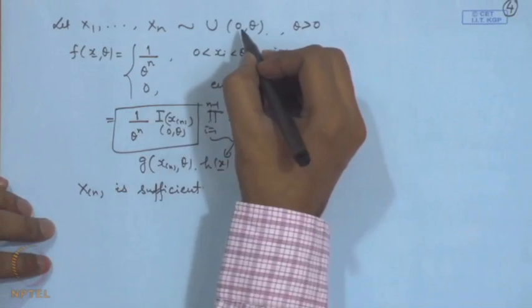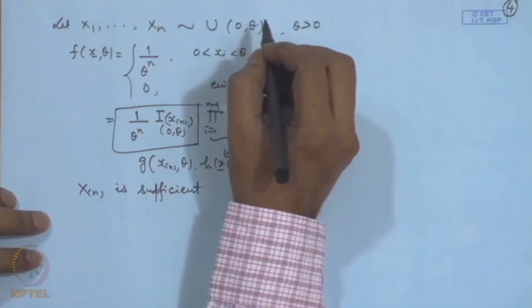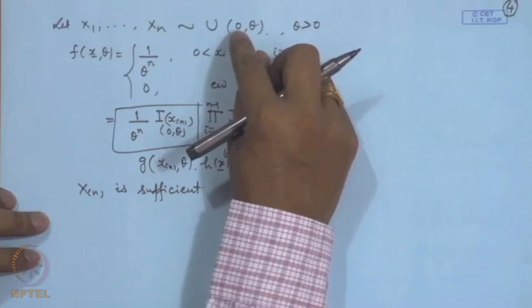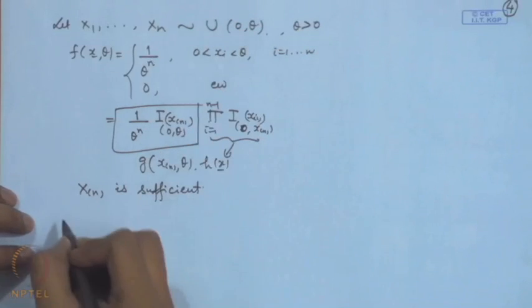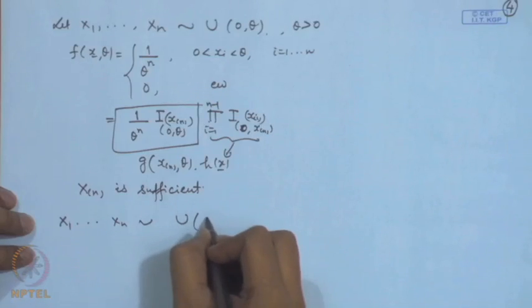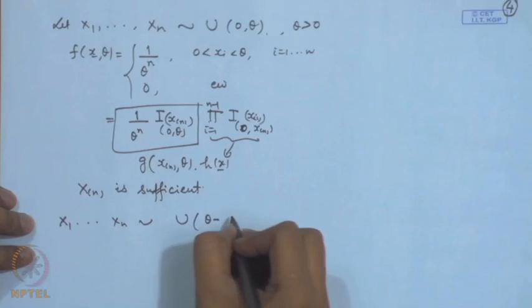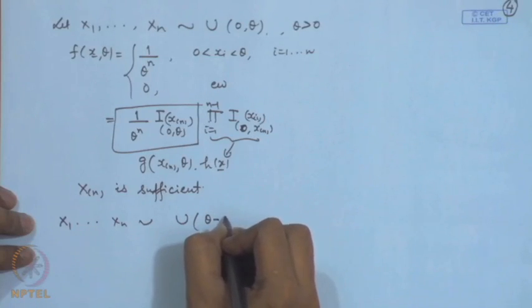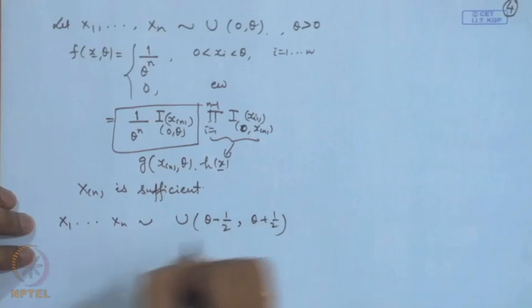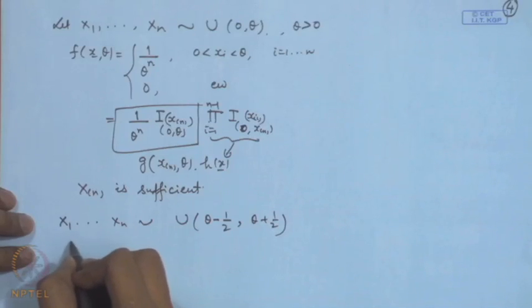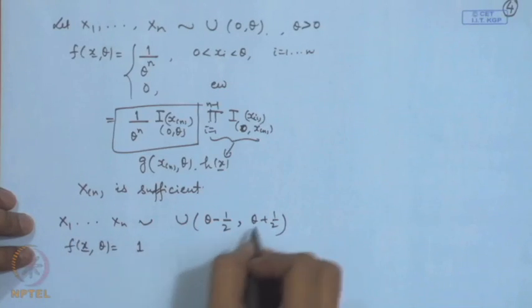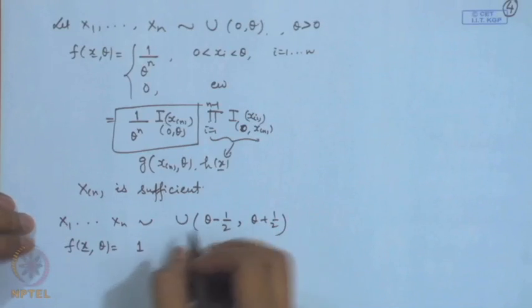However, if we consider, say, a uniform distribution on a two-sided interval, here we have taken one side as 0. Suppose we consider, say, from theta minus 1 by 2 to theta plus 1 by 2. In this case, the joint distribution is simply 1, because theta plus half minus theta minus half is 1.